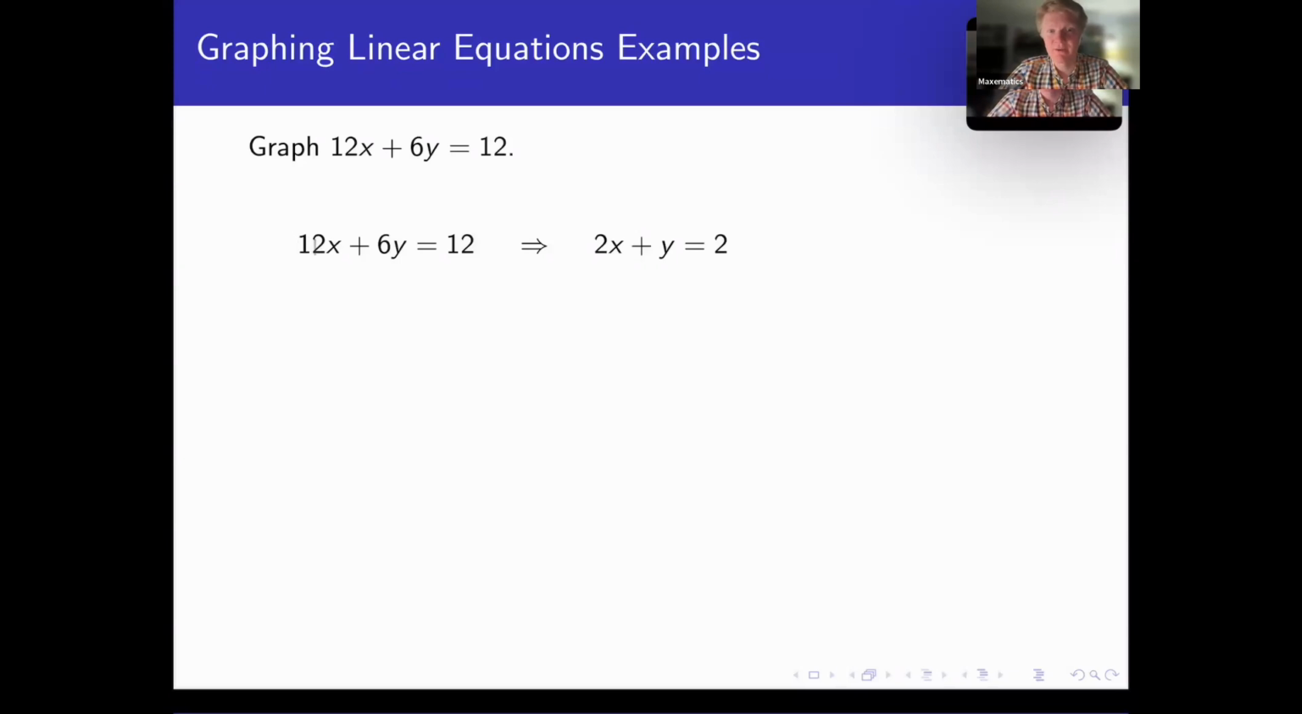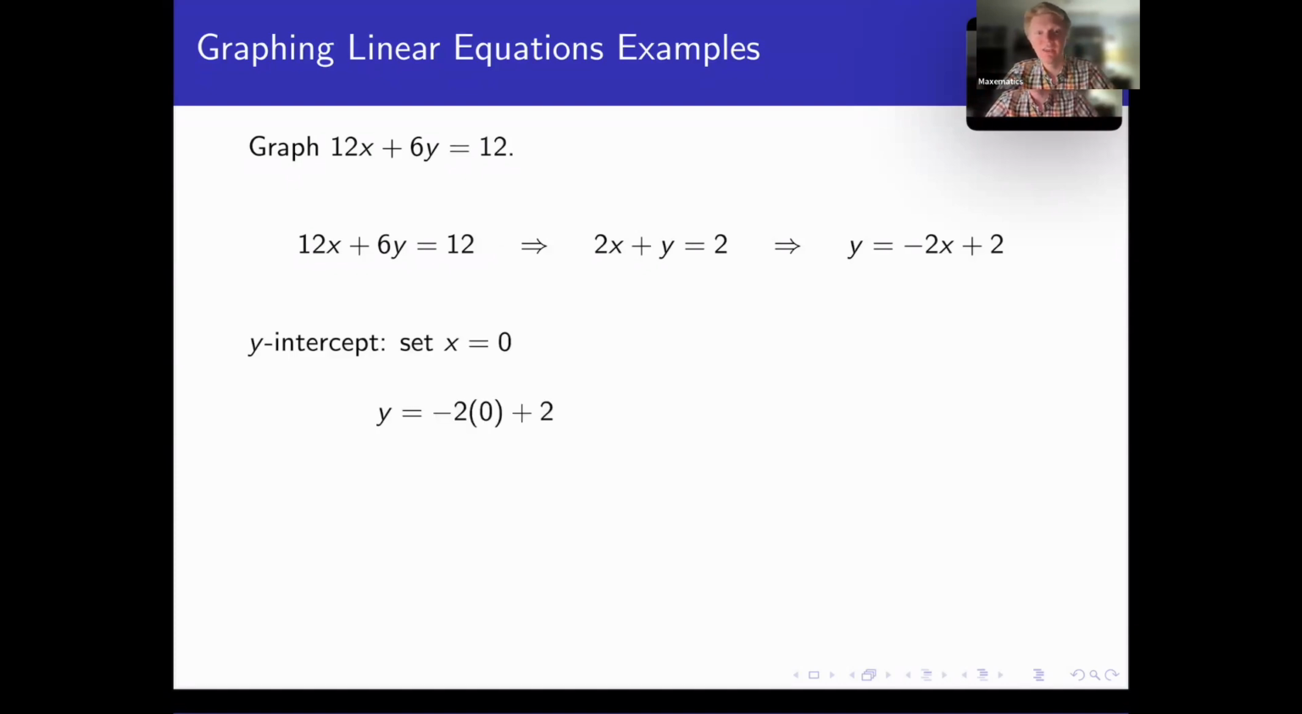So 12x divided by 6 is 2x. 6y divided by 6 is y. 12 divided by 6 is 2. And then let's just subtract 2x on both sides. Alrighty, well, y-intercept, we're going to set x equal to 0. Well, pretty clear to see that y is just 2. Negative 2 times 0 is 0, so 0 plus 2 is 2. Y-intercept is 0, 2.